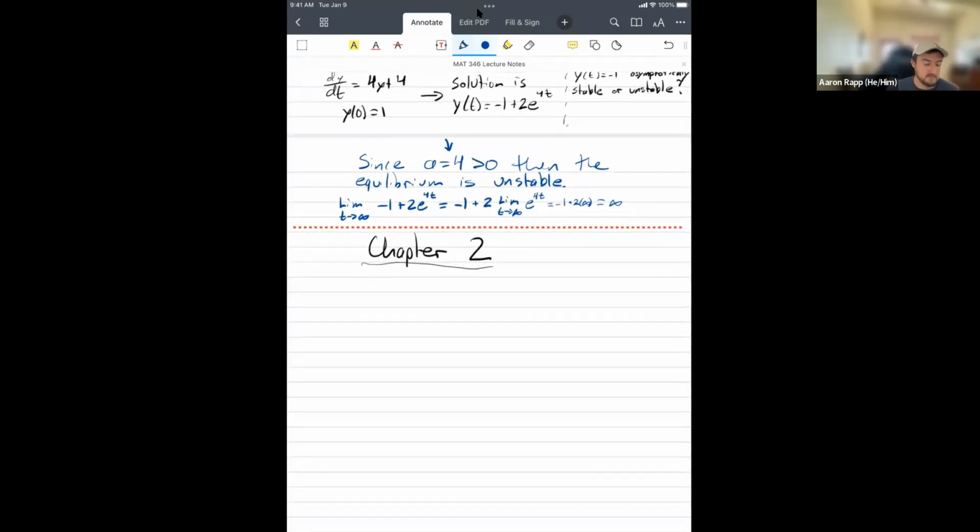so in chapter 2, our goal is to find ways to solve differential equations of the following form: dy over dt is equal to f of y times t. Okay. So we have come across a very specific case of this.